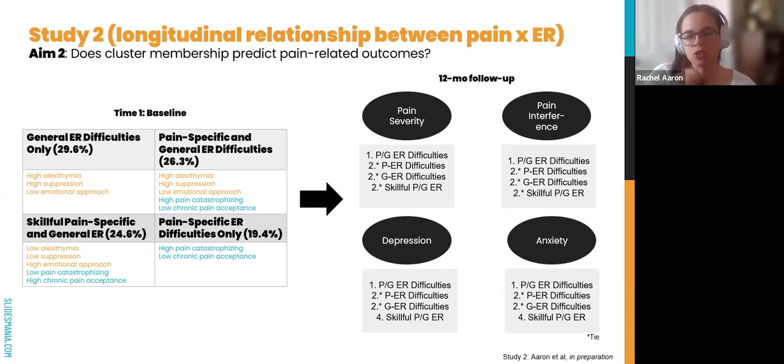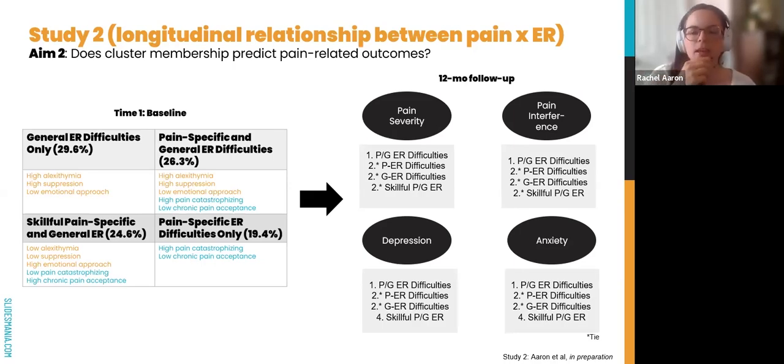People who had challenges regulating both pain and general emotions had worse outcomes across the board. So these people, again, even controlling for baseline factors, membership to this group predicted worse pain severity at 1 year and worse pain interference at 1 year. So people who belong to this group were likely to deteriorate in these areas. Same with depression and anxiety.